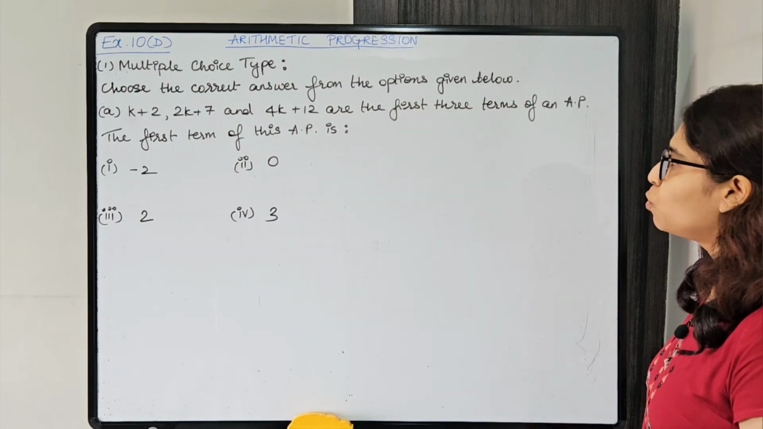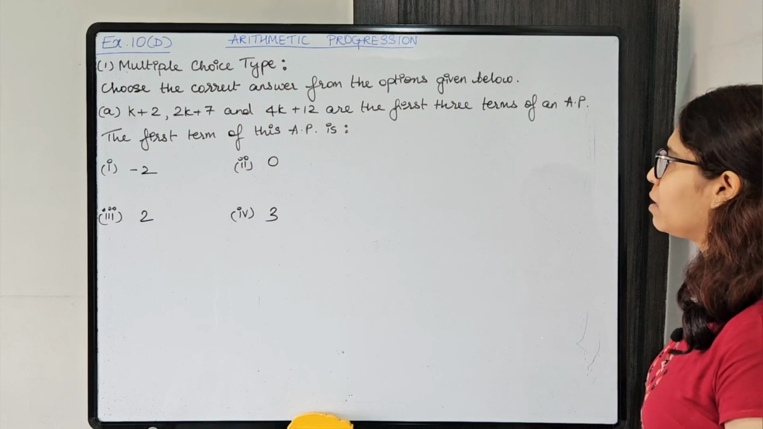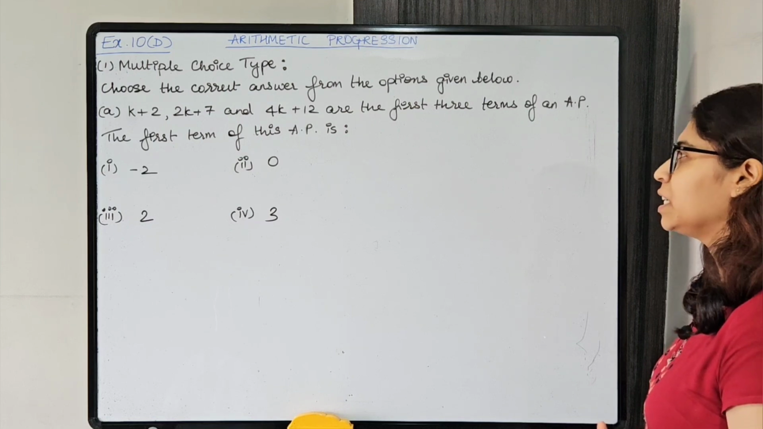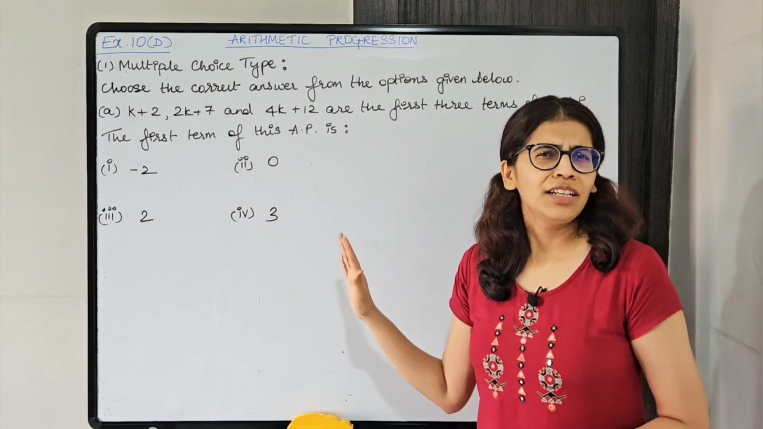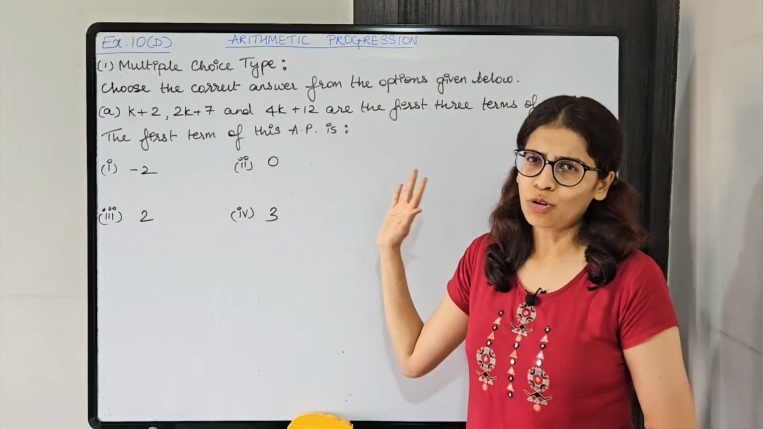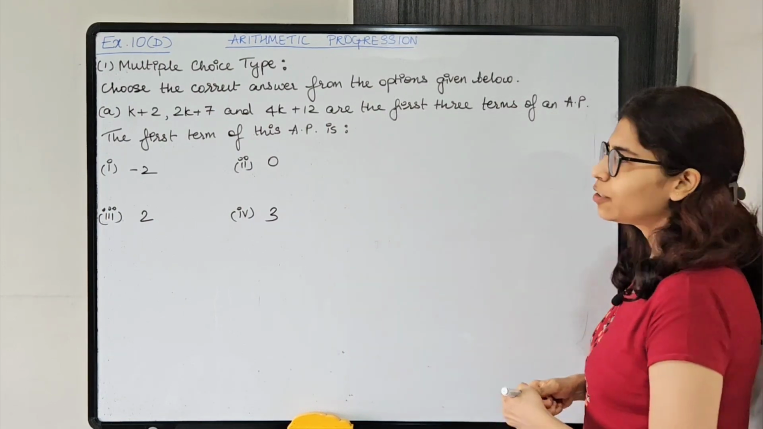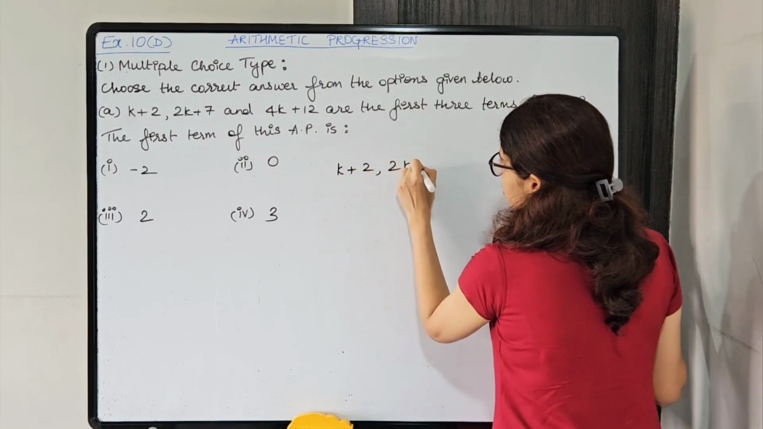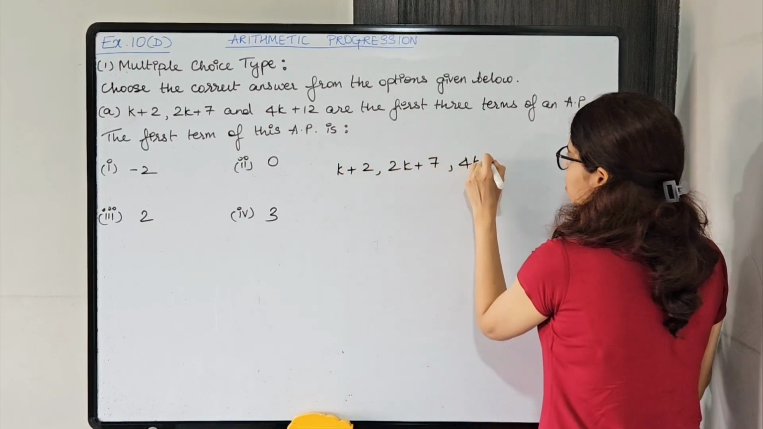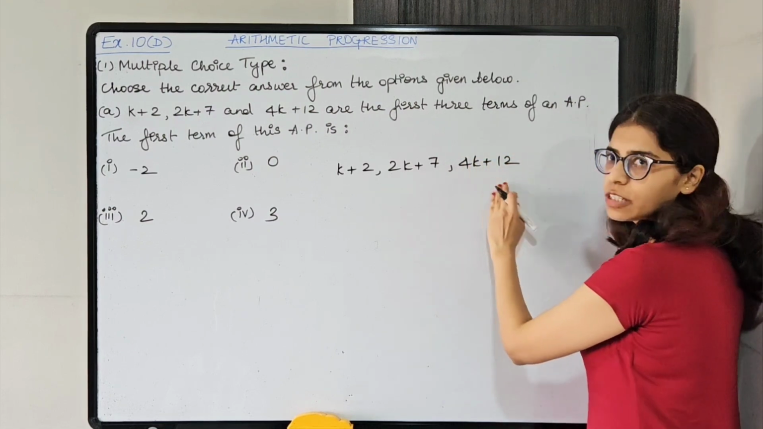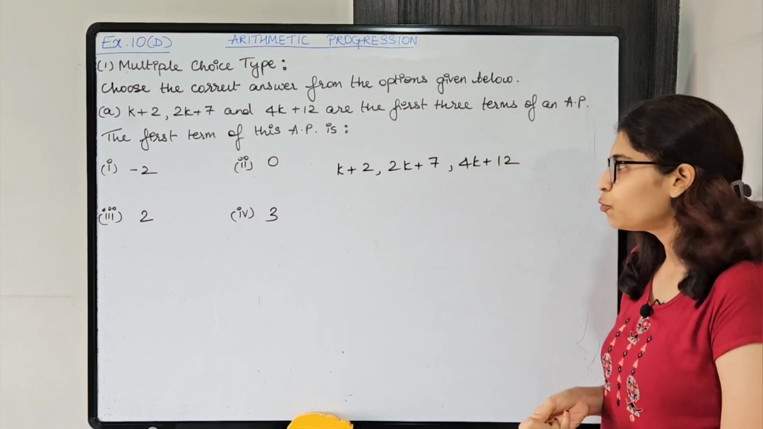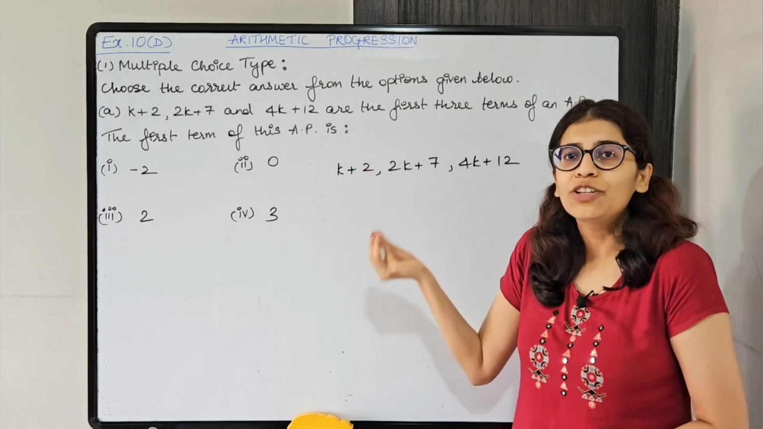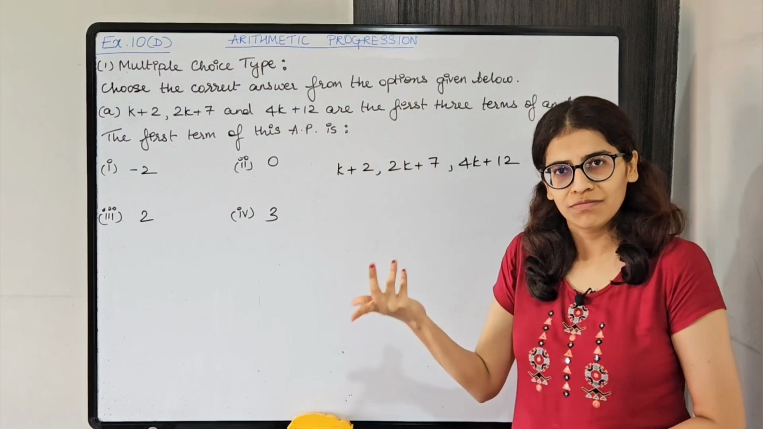A, k plus 2, 2k plus 7 and 4k plus 12 are the first three terms of an AP. The first term of this AP is. It's very easy. Don't look at the options. पहले solve करो, okay? So first three terms दिया है. k plus 2, 2k plus 7 and 4k plus 12. These are the first three terms of the AP. We have to find out the first term. So first term find out करने के लिए first I need to find out k का value, right?